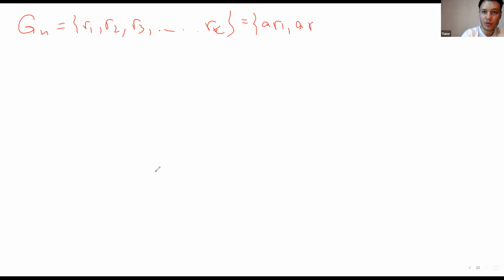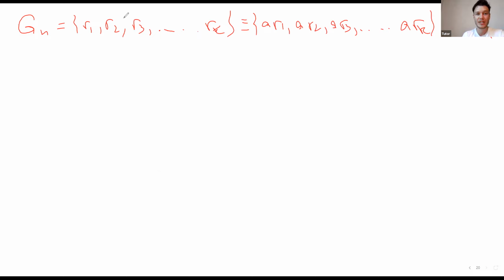So now if I write down the set GN, the good remainders, it's going to be R1, R2, R3, all the way until some RK. And what did I get? I got that this is the same as the set AR1, AR2, AR3, all the way until ARK, which is the set AGN, which is A times the good remainders. Well, these two sets are the same set, so they're congruent, right? So I can multiply all the stuff on the left with all the stuff on the right.